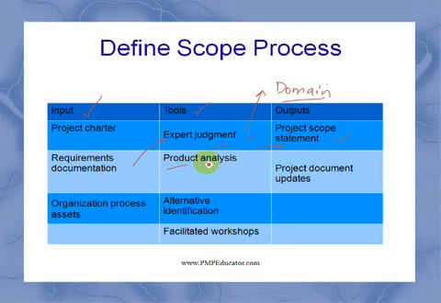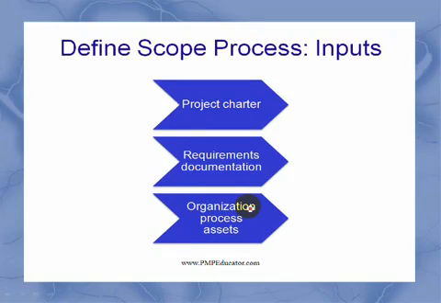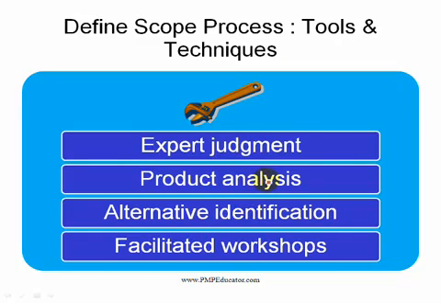Then we have the product analysis. Think about people like business analysts, where you have these analysts analyzing the requirements and then coming up with how to achieve all those requirements and documenting everything in the project scope statement. We also have alternative identification and the facilitated workshop as the tools. Let me go through the next slide.